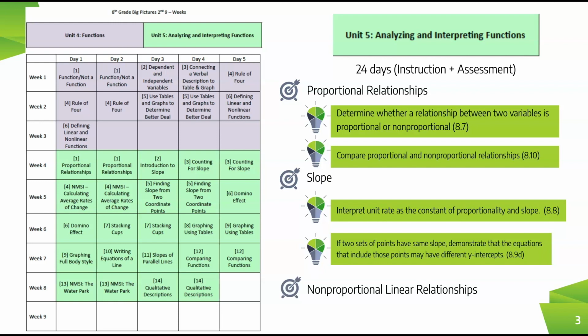From there, we move into non-proportional linear relationships. Most people would know this as slope-intercept form. And finally, we conclude this unit with qualitative analysis of graphs. So we will be looking at graphs where they are increasing, decreasing, remaining constant.